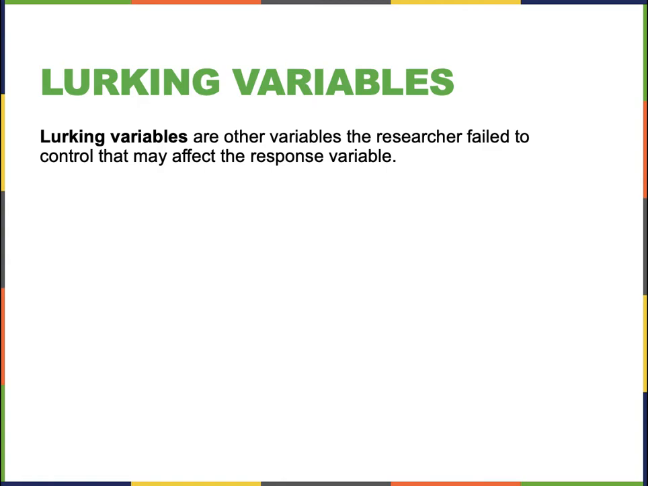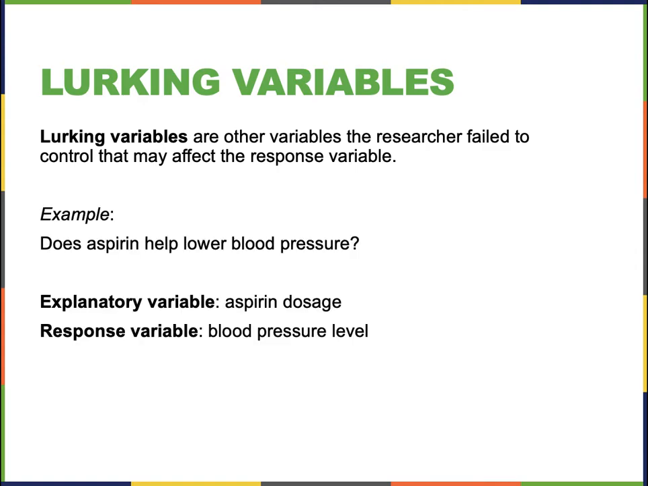Let's look at lurking variables. Lurking variables are basically other variables the researcher failed to control that may affect the response variable. And a way to remember it is again by looking at the name, lurking. Lurking means we may not expect it to have some type of change. We might not see it coming.